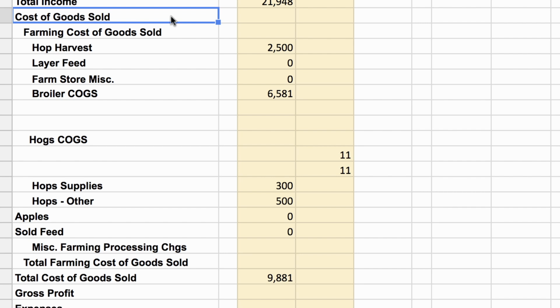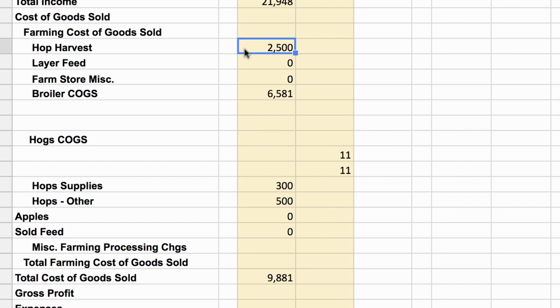It's not building a chicken tractor. It's buying whatever you need to produce that chicken, those hops, just to get to your end product. If you're raising vegetables, it will be your seed costs, your fertilizer costs, and then any harvesting and packaging stuff to get the product from beginning to end into the customer's hands.